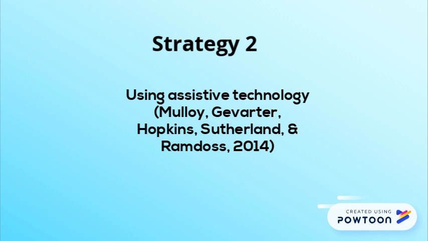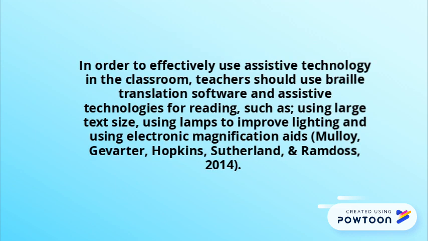Strategy 2. Using assistive technology. In order to effectively use assistive technology in the classroom, teachers should use Braille translation software and assistive technology for reading, such as large text size, using lamps to improve lighting, and using electronic magnification aids.